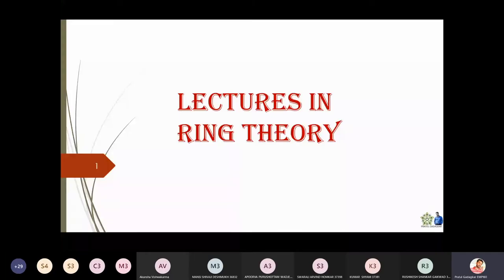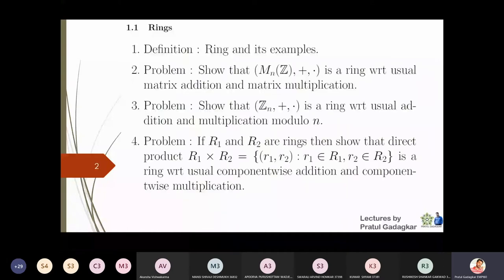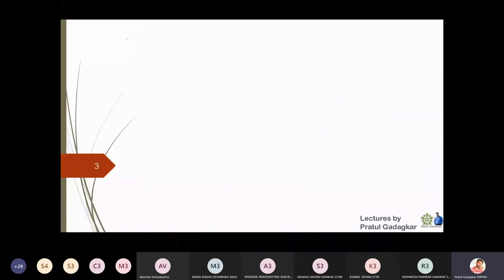So welcome to the lectures in ring theory. In this lecture, we will be covering the following four points in this particular section. The first thing is the definition of a ring and its example, and then we will solve these three problems. So let me now first tell you what the definition of a ring is.